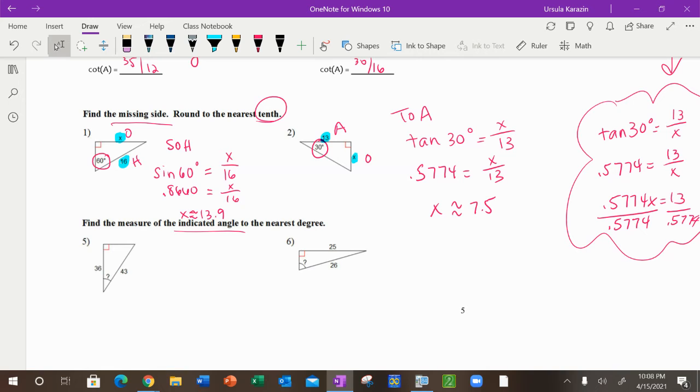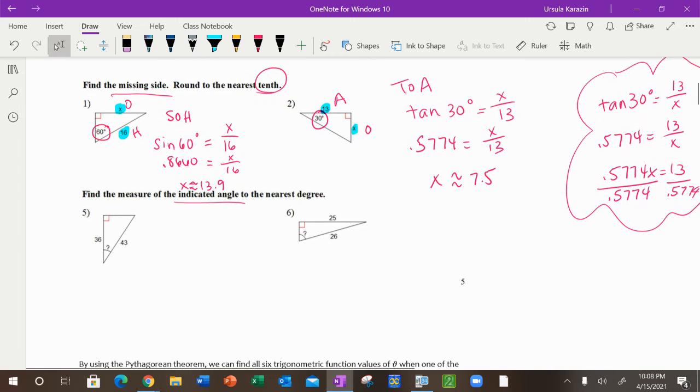All right, 5 and 6. Yeah, cut out 3 and 4. For these, we need to find the indicated angle. So that's working backwards, right? Because all the other ones, it gave us the angle, and we found a side. Now we're working backwards. Working backwards, working backwards. What should that make us think? That should make us think inverses.